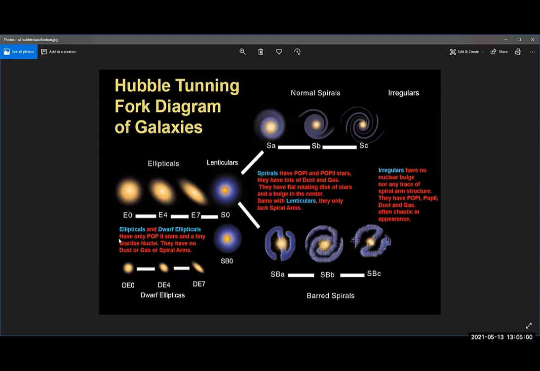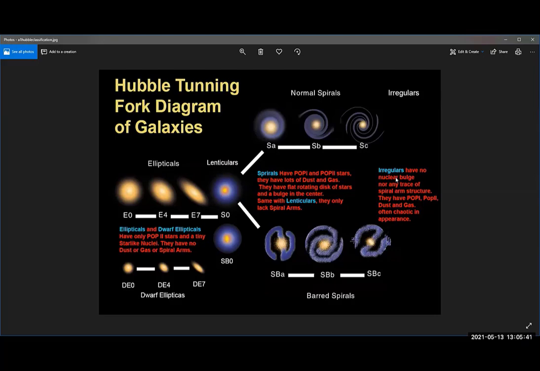When we look at the ellipticals, they have only population 2, only old stars, and a tiny star-like nuclei. Instead of a big bulge, they have a tiny star-like nuclei. What could that be? Supermassive black holes, right? So they do have supermassive black holes in them, and they have no dust and gas or spiral arms. If they have no dust and gas, that means they don't build any new stars, which explains the population 2 only stars, right? So you can just use your head and figure this out. Where would these guys come from?